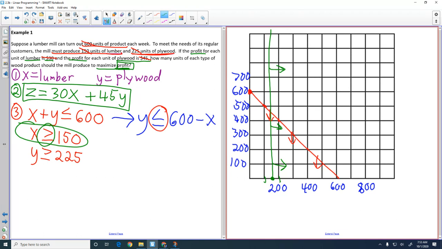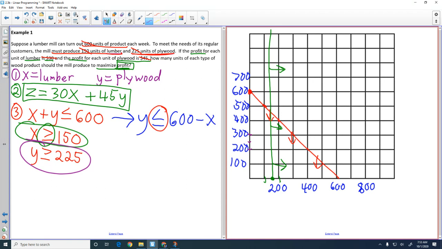We have one more constraint to graph. I'm going to make this purple. Y is greater than or equal to 225. So this is going to be a horizontal line because there's only a y variable. I go to 225 on the y-axis. Now, this is 200, and that line there's 300. The middle would be 250.